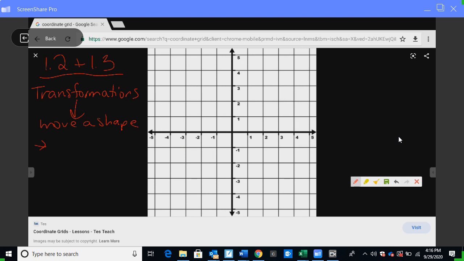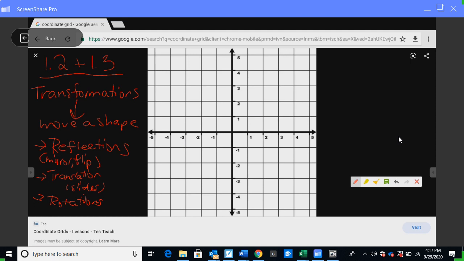And we said that there are two types. Well, there's three types actually. There's two types we're going to cover today. There's reflections, which are a mirror or a flip of an object. We have translations, which are like slides in different directions. And then we have rotations, which we haven't gotten to quite yet. So as we go through, we're going to look at how we can reflect and how we can translate a shape.